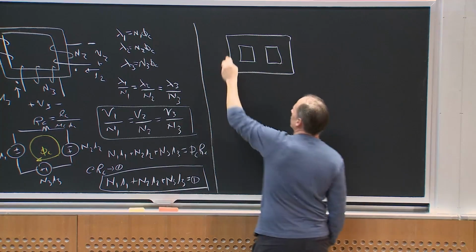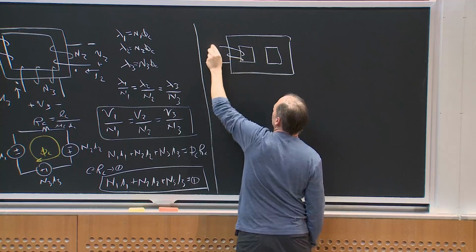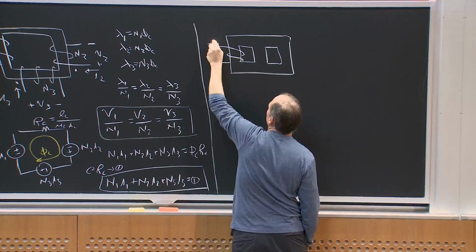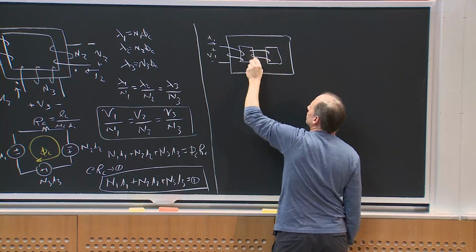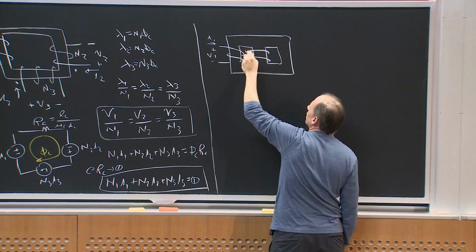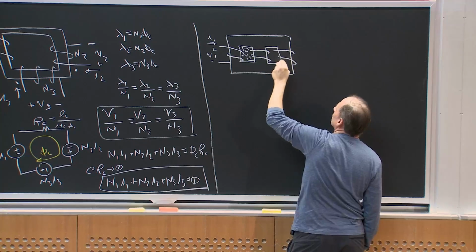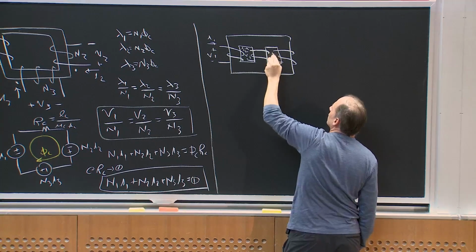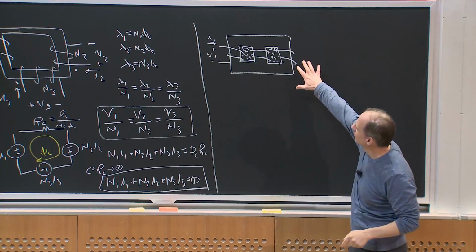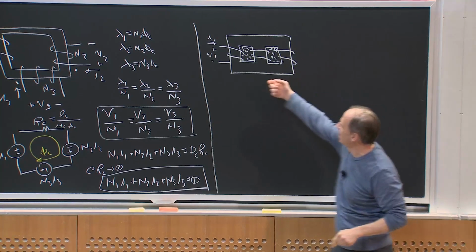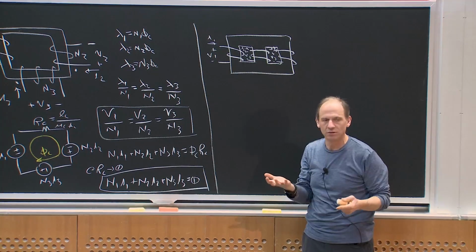Okay, and I put here's winding 1, and here's V1, I1. Here's winding 2, V2, I2, and here's winding 3, V3, I3. So my drawing's not very good here, but what you can see is now I have 3 legs, and each leg has its own winding.